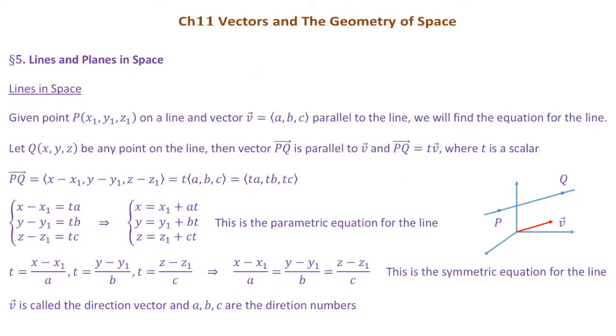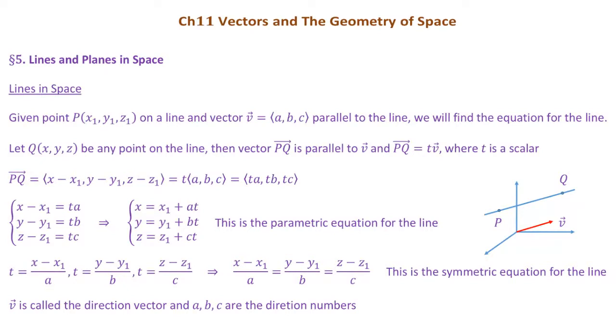11.5 is talking about geometric objects described by using vectors. Okay, so we're talking about two things here, basically lines and planes in space. So we're going to use vectors to describe lines and planes. And for some of the discussions, we're going to need to use the dot product and the cross product.